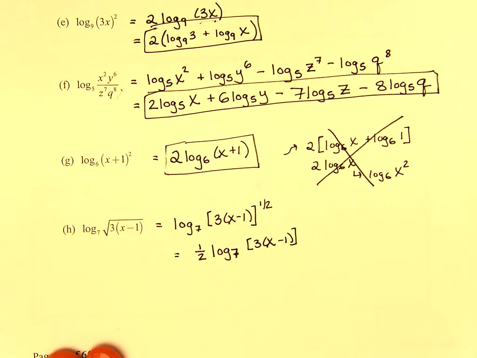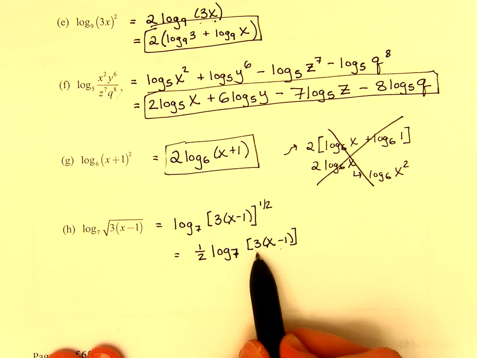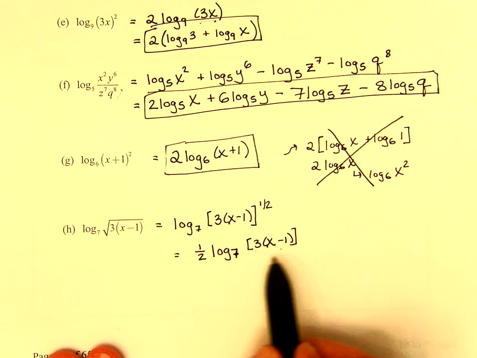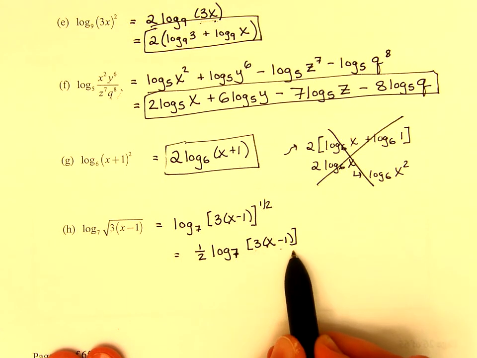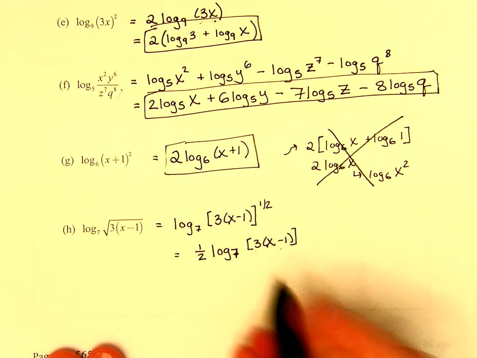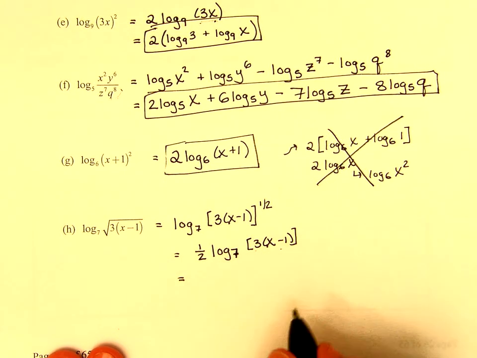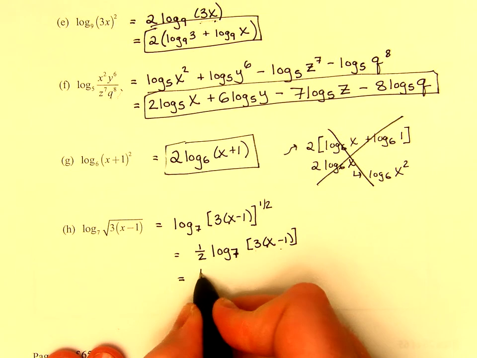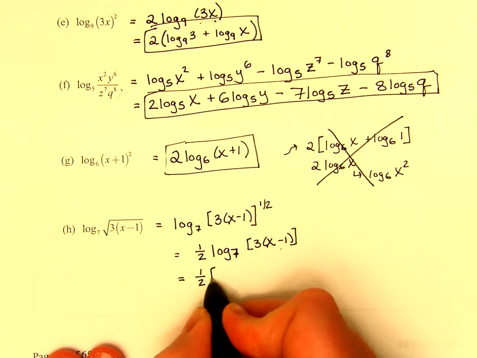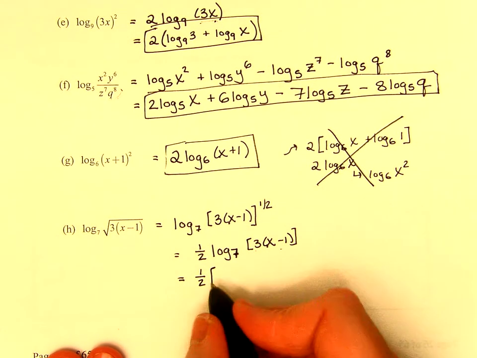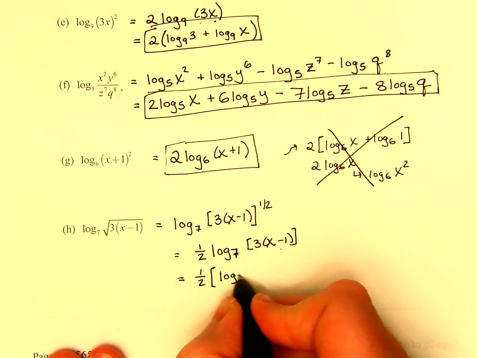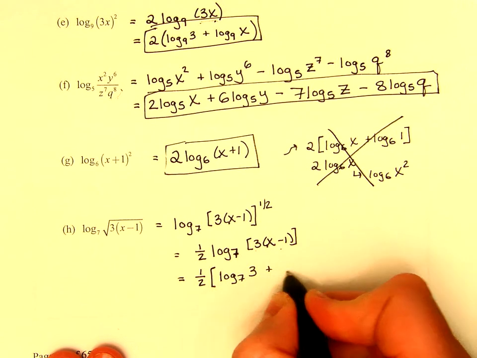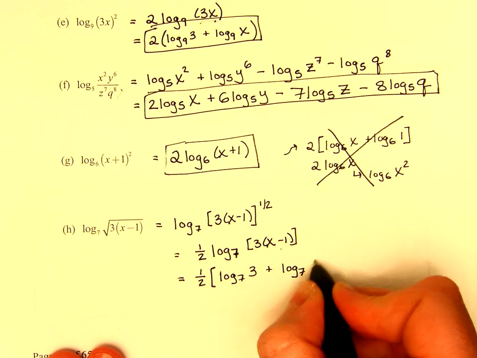Now I have a multiplication problem inside my logarithm, 3 times x minus 1. I can expand a multiplication problem into an addition problem of 2 logs, and I'm going to say 1/2, and to show that it's going to apply to everything, I'm going to put some parentheses around this, times log base 7 of 3 plus log base 7 of x minus 1.